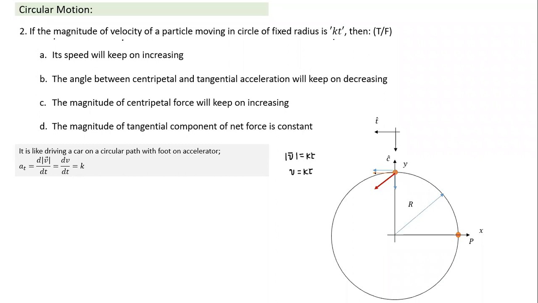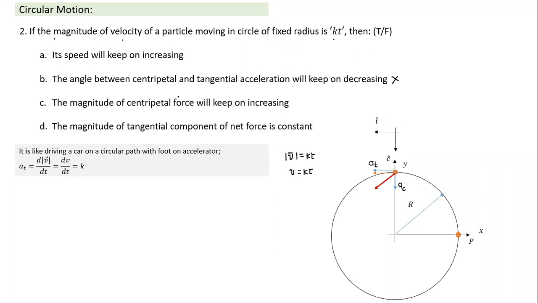Angle between centripetal and tangential acceleration. Let's say it has come to this point here. We take a general point here. What is the direction of centripetal? This is the tangential direction, this is the centripetal direction. So this will be a_c and this will be a_t. By definition, a_c and a_t are always at 90 degrees, so the angle will not change. This statement is not correct.